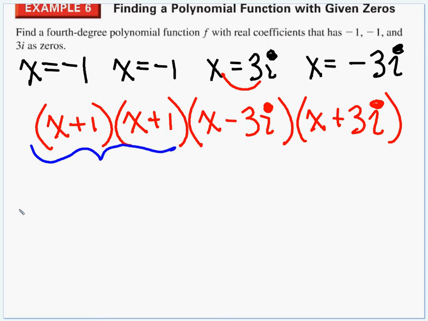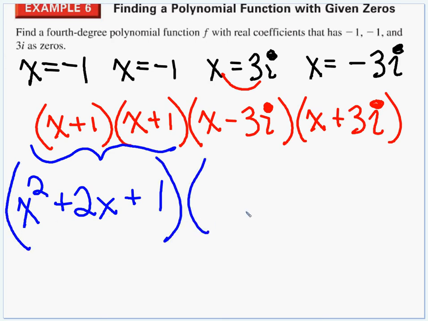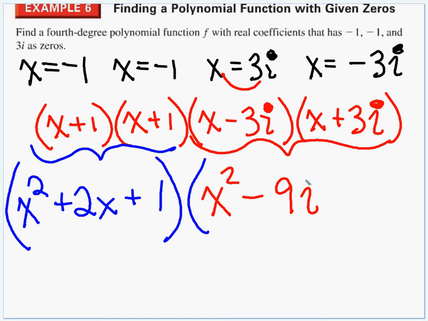So first times first, x squared. Outers are 1x, inners are another x, so that's 2x. And then last times last is 1 times 1, or 1. Now we're going to multiply this by what happens when we FOIL this out. Here's why we had the warm-up. X minus 3i and x plus 3i will become x squared minus 9i squared. And that i squared is going to change this to a plus. So that'll just be x squared plus 9.